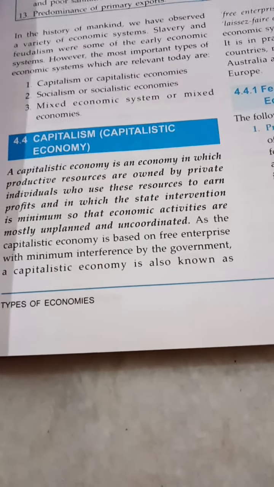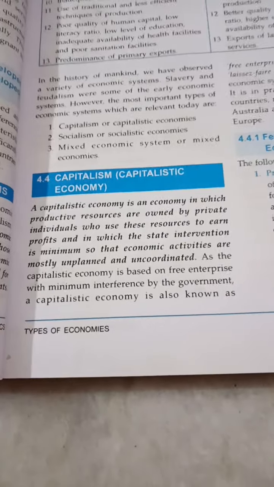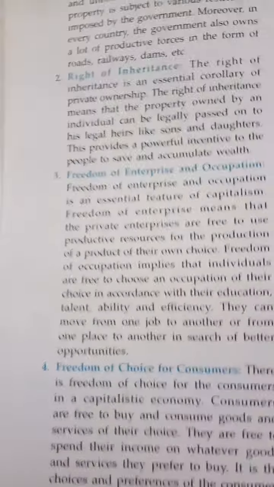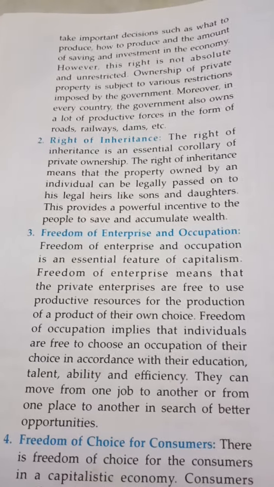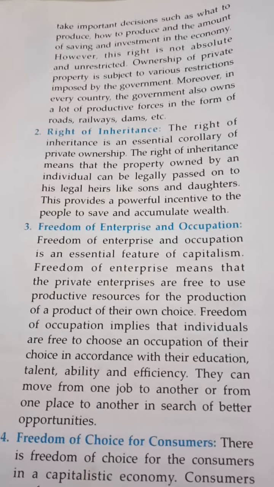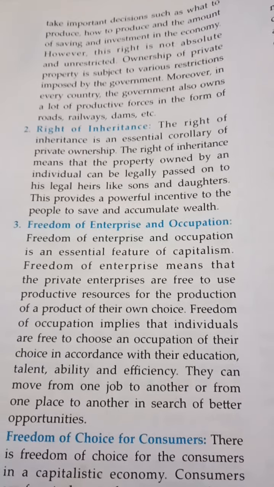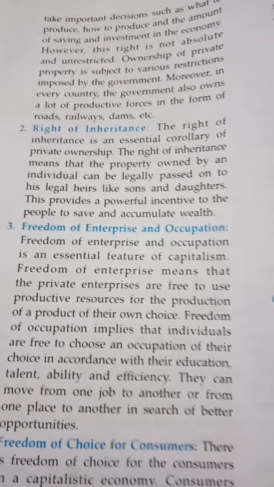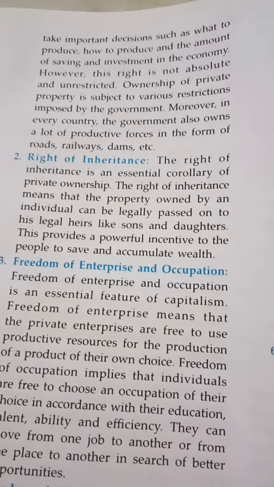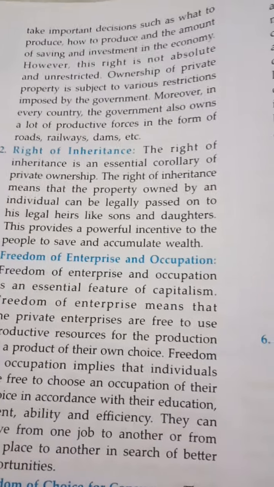Now I come to the features of capitalistic economy. The features of capitalistic economy. Number one, private property. The first feature of capitalistic economy is private property. Every individual in the country, the private individuals, they have got the right. They can own private property, enjoy private property. All the resources in the country, I have told about those resources, all the resources are owned by, enjoyed by, operated by private individuals. This is the first feature.